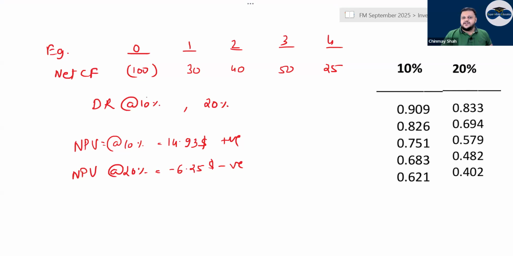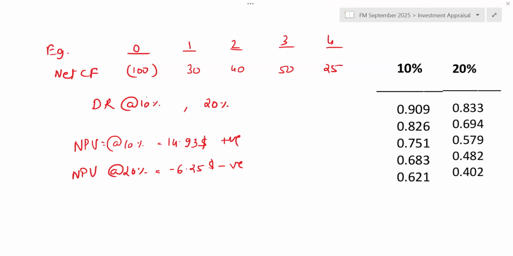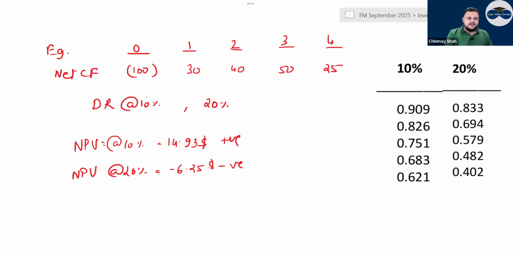Are brackets allowed in scientific calculator? Yes. So what will I do? 30 into 0.909, bracket close, plus 40 into 0.826, plus bracket open 50 into 0.751, plus 25 into 0.683. The whole answer is equal to, correct, then minus 100. So how much is it? Everybody got it this way?